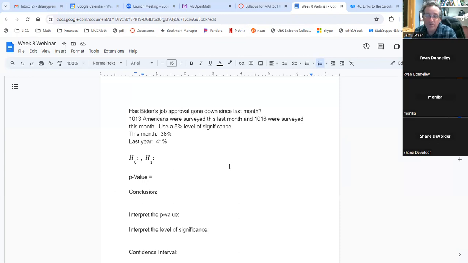So what you do, and so Gallup did, they took a survey last month and they took a survey this month. So they did a survey each month and they compared the results of the survey. Here's what the data shows: they surveyed 1,013 Americans last month, and that means adult Americans, and they surveyed 1,016 this month.